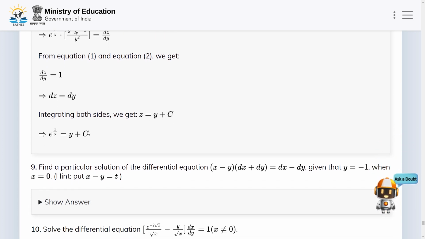This means z is what? e power x by y is equal to y plus c. So your general solution will be e power x by y is equal to y plus some constant.